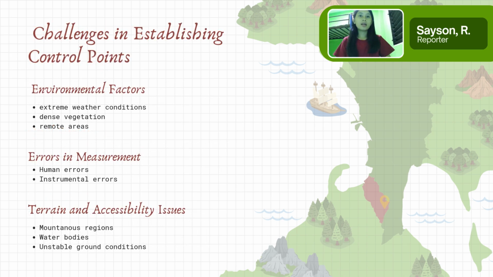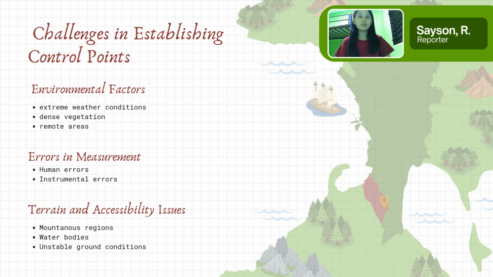Establishing accurate and reliable control points is crucial for surveying, construction, and infrastructure development. However, several challenges can impact the accuracy and effectiveness of these control points. These challenges include, first, environmental factors, second, errors in measurement, and third, terrain and accessibility issues. First is the environmental factors.